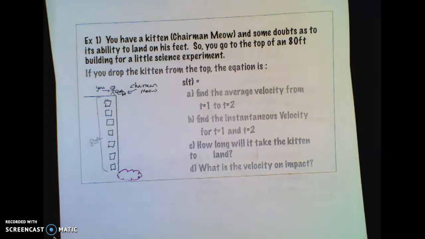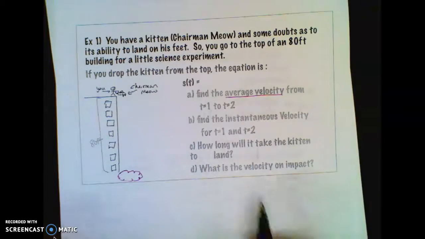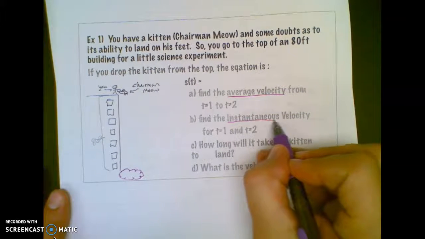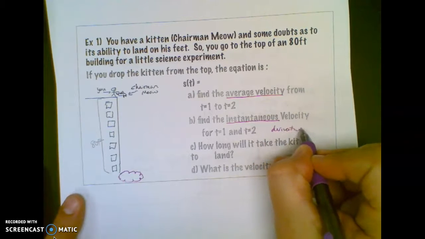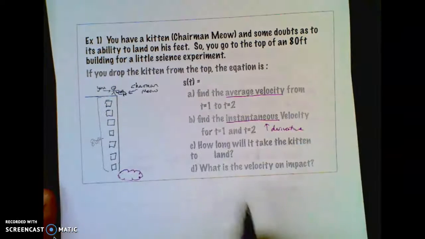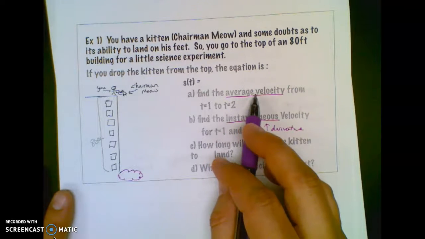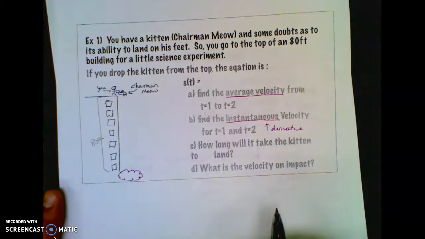So, a couple questions here. One is an old question. It's find the average velocity from time equals 1 second to time equals 2 seconds. The second one is find the instantaneous, that should lead you to say derivative, velocity for time equals 1 and 2. So we're going to do a similar thing. One is the old school way of finding average slope. This one's going to be looking at instantaneous slope.